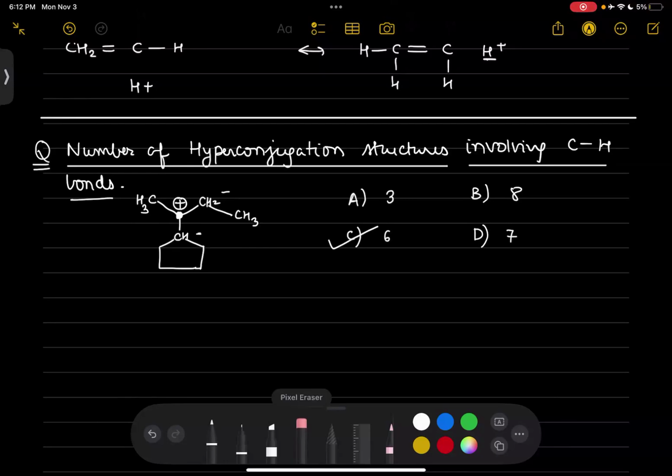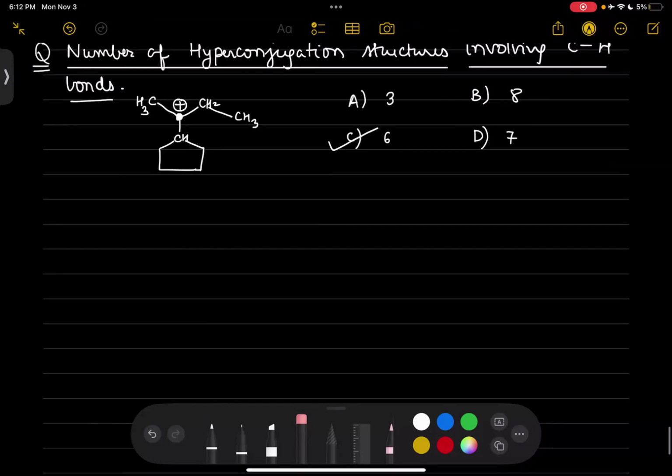And is this cation undergoing resonance? Yes or no? No, because there are no double bonds, right?